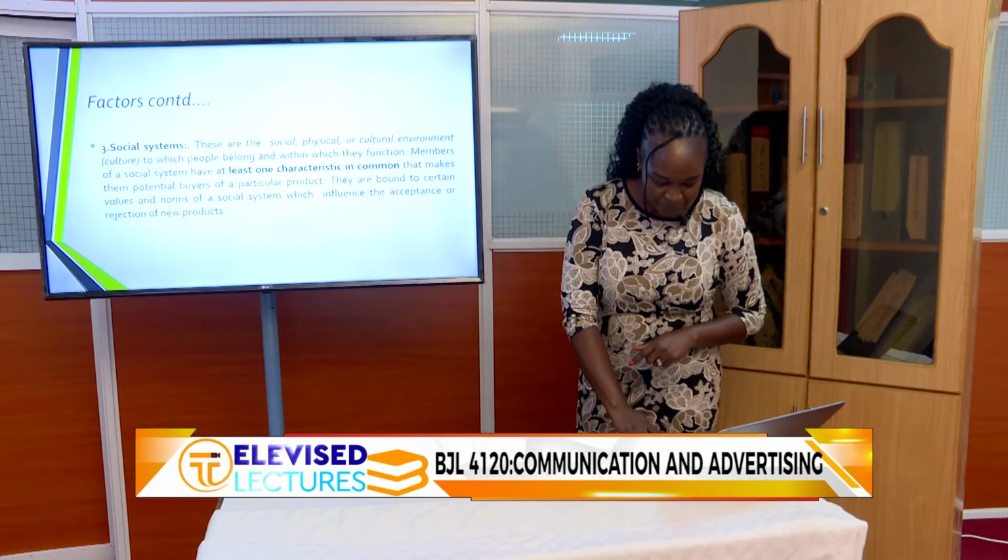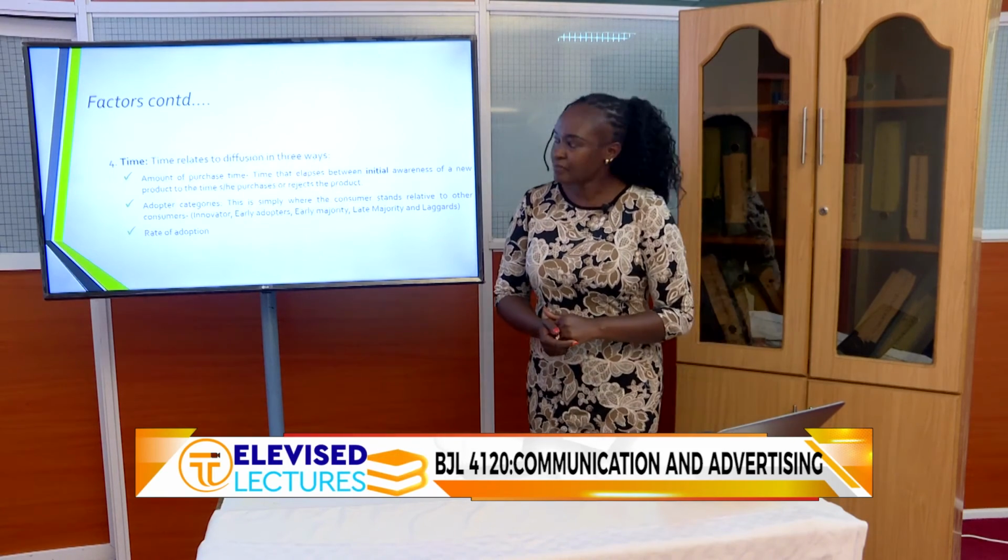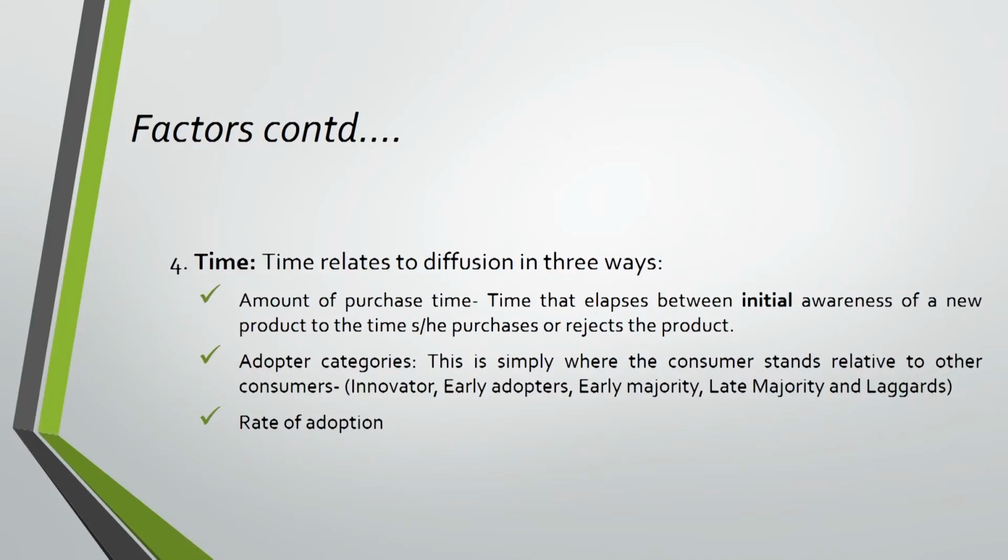And then the next thing is time. The amount of time of purchase relates to diffusion in three ways. One, the amount of time we have to purchase, because remember, between the time we advertise a product and the time we buy, there are some products we'll just highlight and then they disappear.